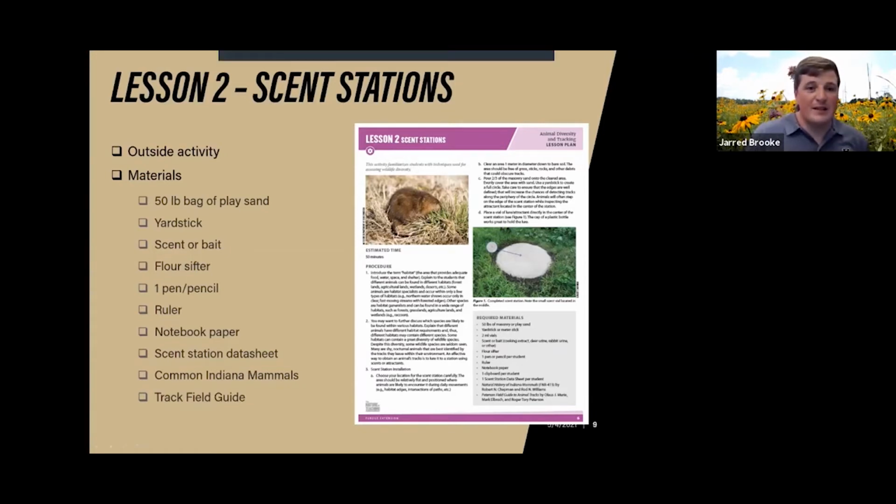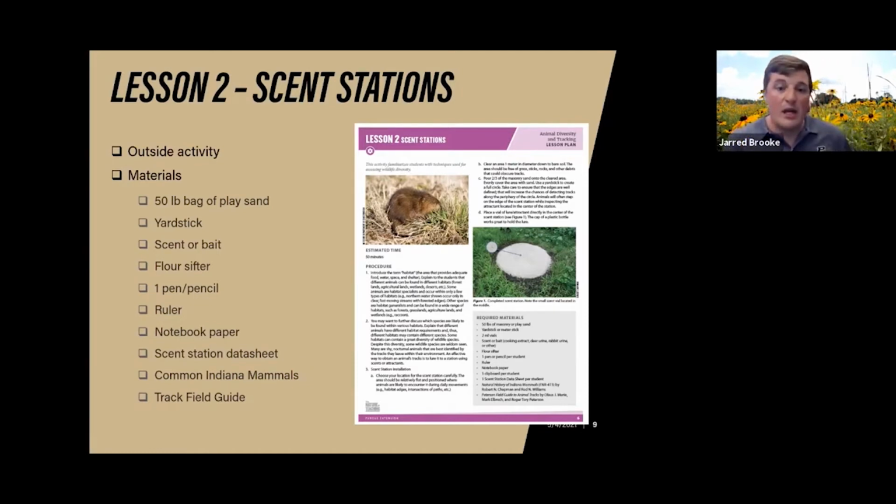So the second lesson is scent stations, which a scent station is basically a pile or a ring of sand that you put out in the environment, and you put a scent inside of that ring of sand. And as animals come to check that scent, as they're attracted to that scent, they deposit their track in that sand. And we can come back and actually identify which species of mammals in particular have visited that site based on the tracks that were left.